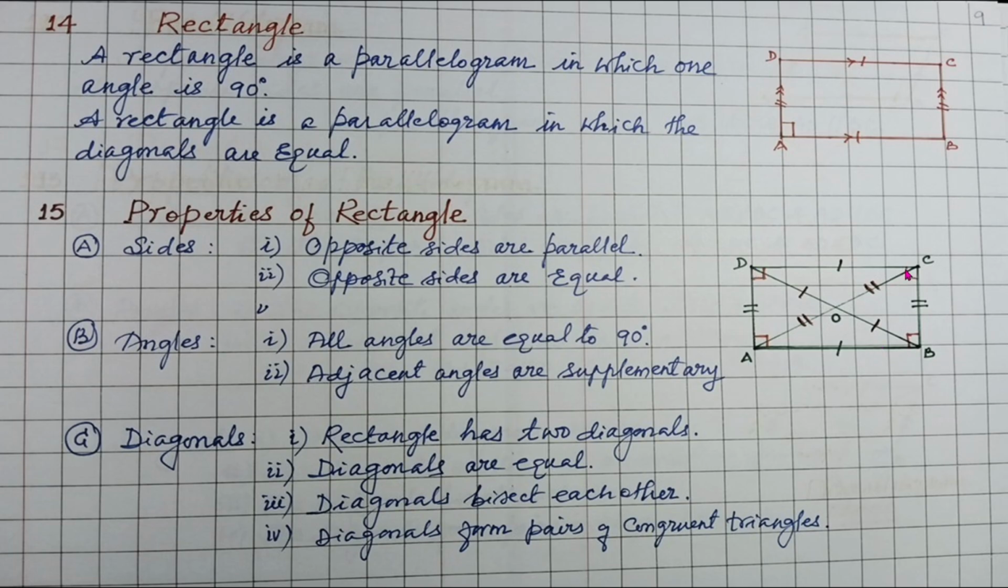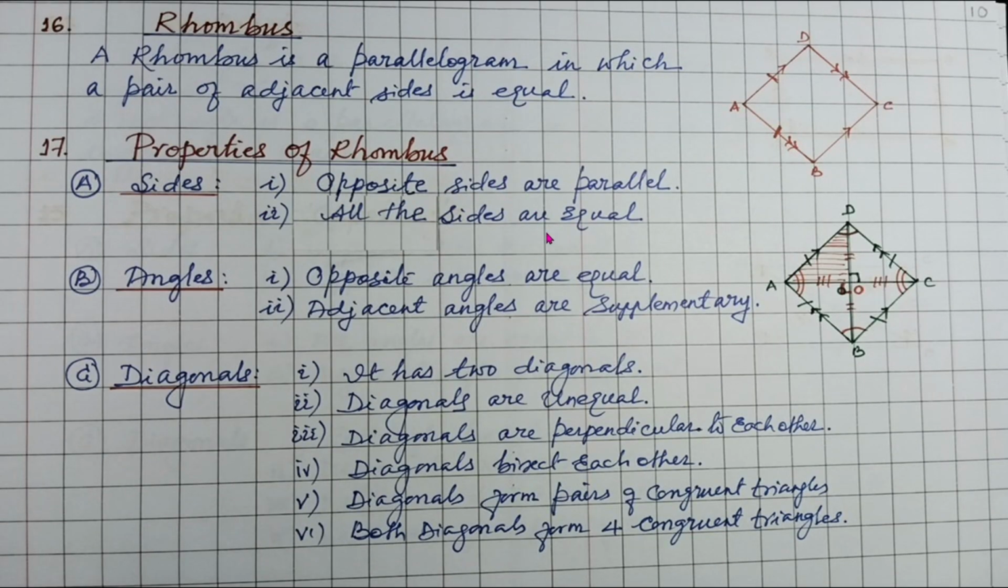So in a parallelogram, if diagonals are equal, it becomes a rectangle, and therefore in a rectangle the diagonals are equal. Diagonals bisect each other. Diagonals form pairs of congruent triangles. As we know, these are the properties of a parallelogram. So these are very important properties of rectangle. Please remember these properties. The next important special parallelogram is rhombus. Now rhombus is a special parallelogram.